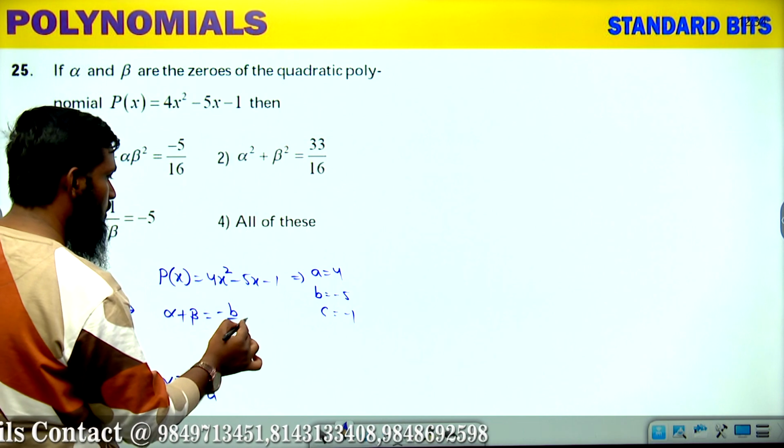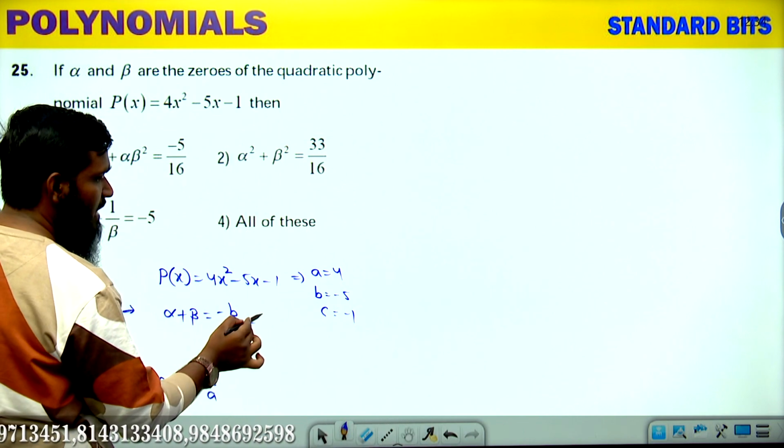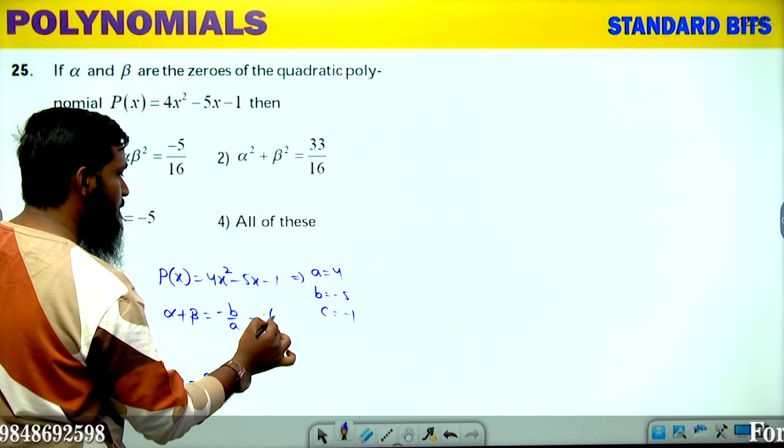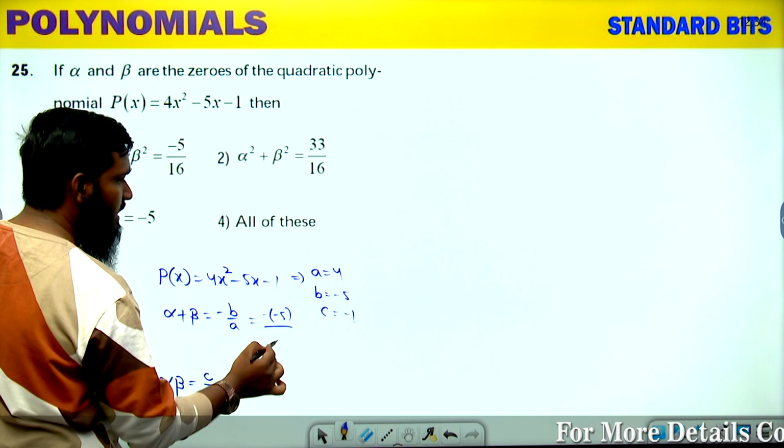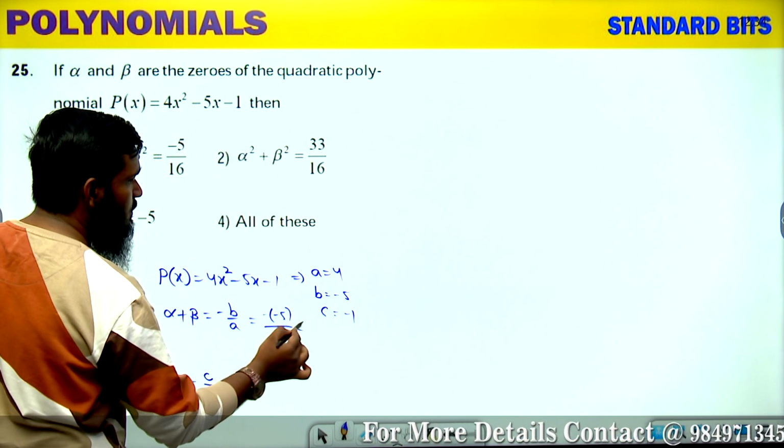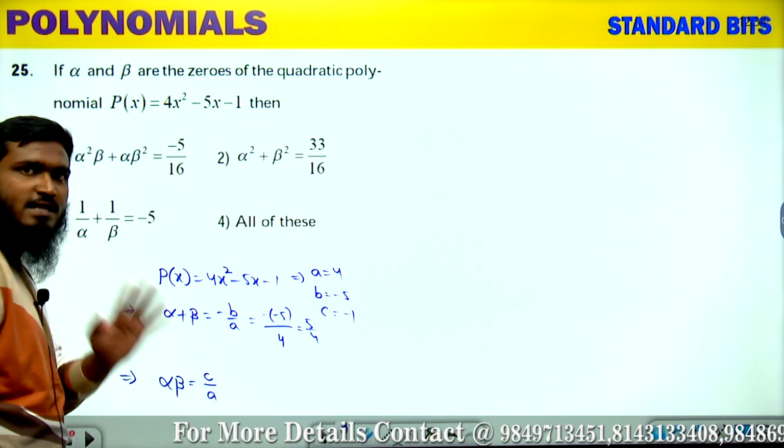Okay. Now let us substitute over here. It is equal to minus, what is b value now? Minus 5, divided by what is a value? 4. Which is equal to minus into minus, plus 5 by 4. This is alpha plus beta.